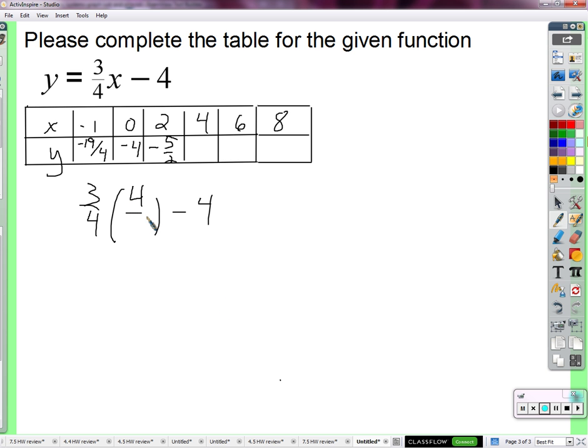So I've got 4 in here. 3 times 4 is 12, over 4 minus 4. Now 12, what do you know about 12 and 4? You can divide both by 4 and get 3, or 3 over 1, but that's still 3. Right, so 12 divided by 4 is 3, and 3 minus 4 is negative 1. Everyone stop.